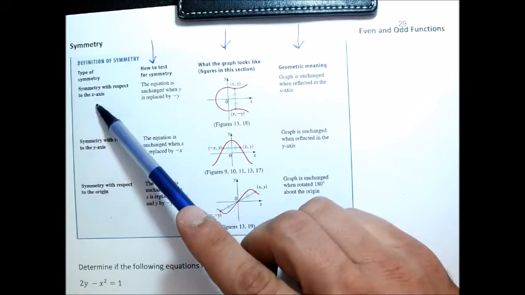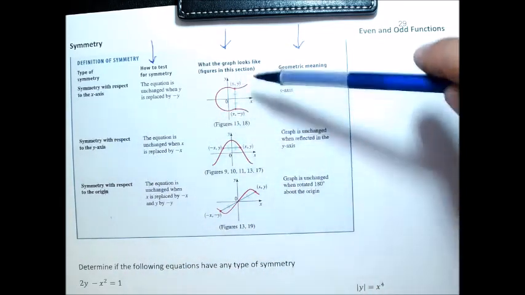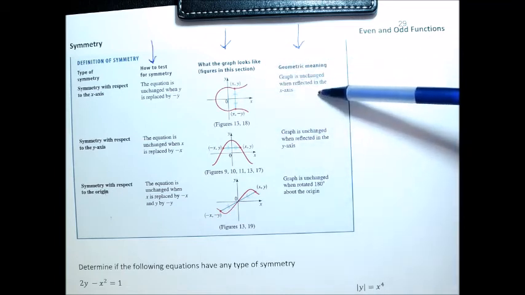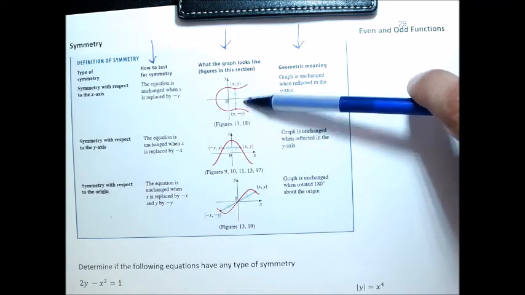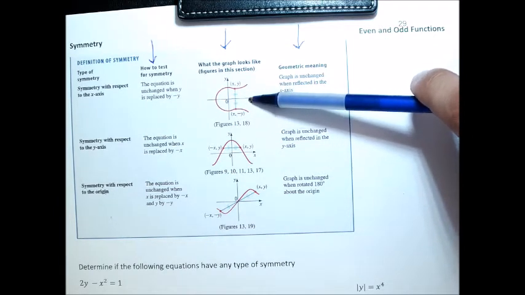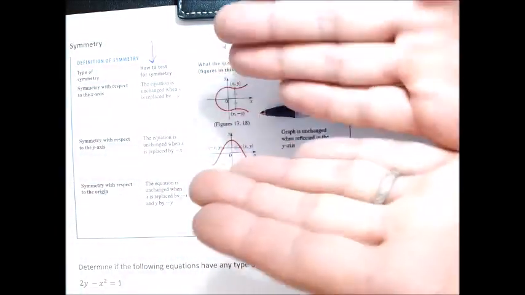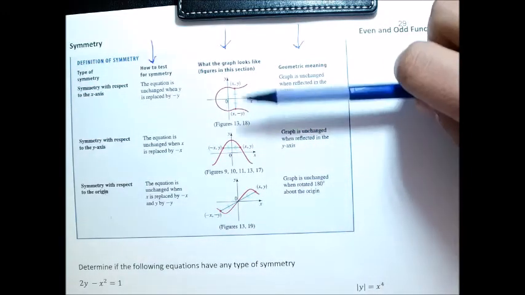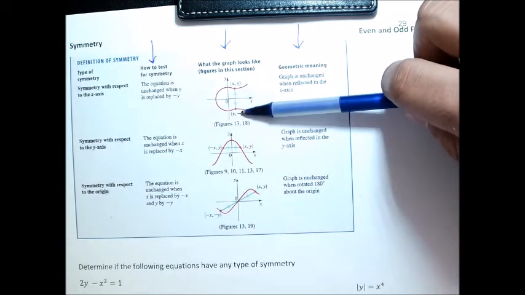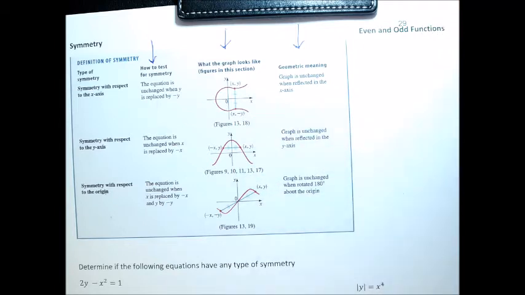So symmetry with respect to the x-axis, let's see what that looks like first. It looks like the graph is unchanged when it's reflected around the x-axis. In other words, the way I think about these ones is if we fold this graph along the x-axis, those two sides would line up with each other. That side above the x-axis would line directly up with that side below it. So that's visually what it looks like.